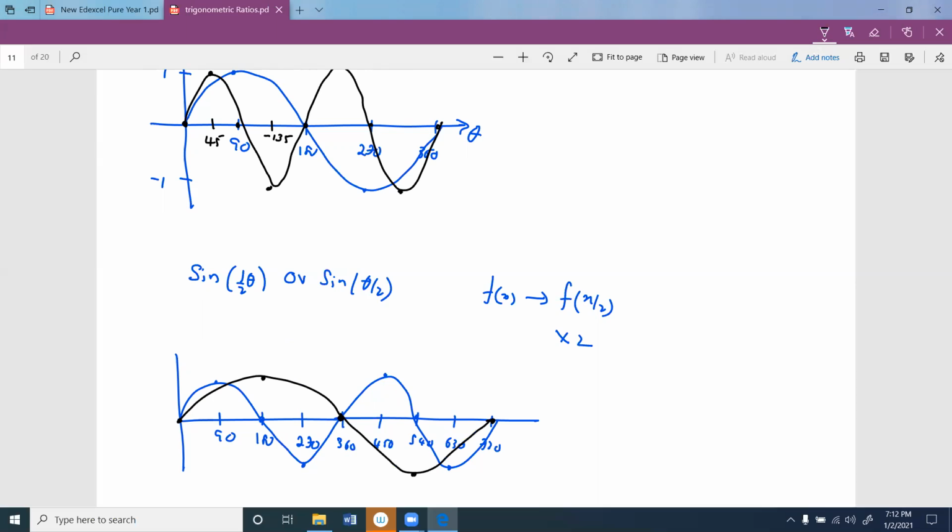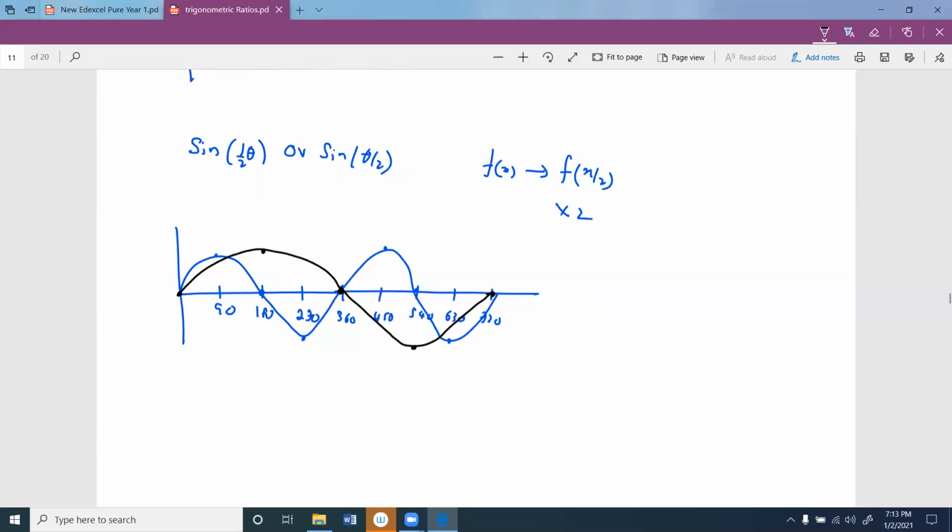That's the shape of the graph. So these are the transformations we can see with sine theta divided by 2. Right? So that is what you need to understand from this concept. Okay. Right. Then let's go to the next transformations.